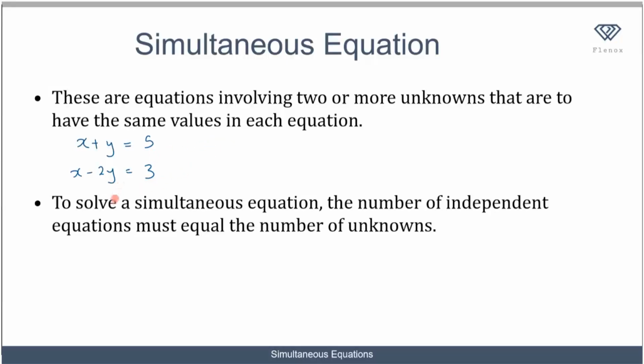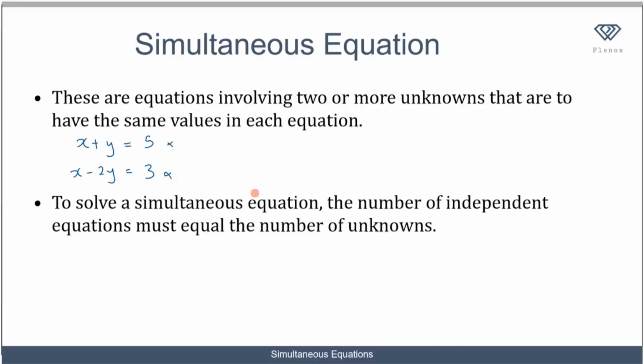And you should know that to solve simultaneous equations, the number of independent equations must equal the number of unknowns. So in this case, we have just two unknowns, x and y. So we need two independent equations to solve it. So we need at least two independent equations.